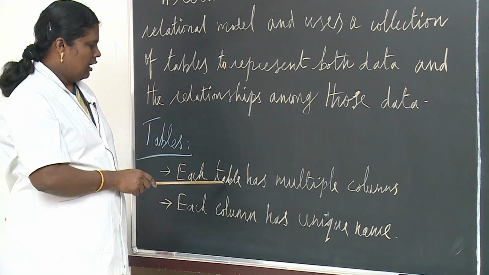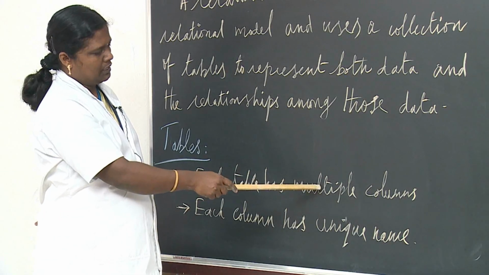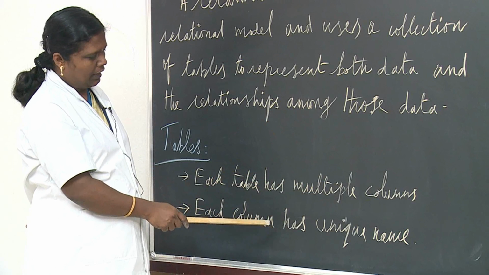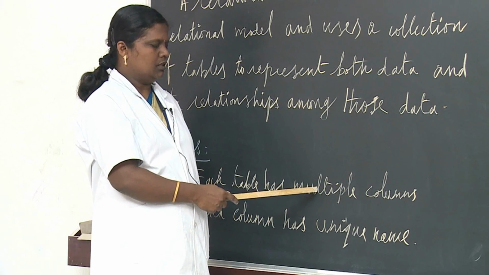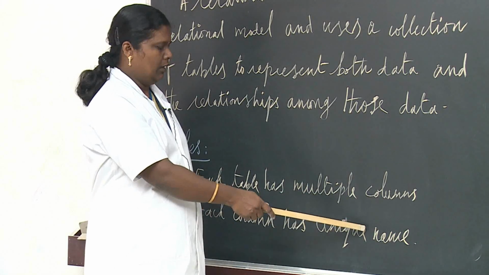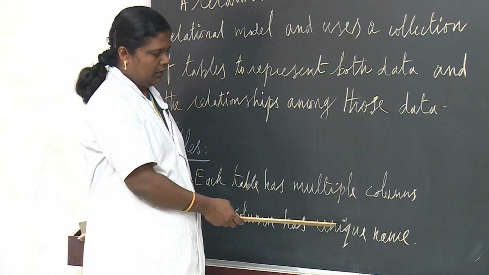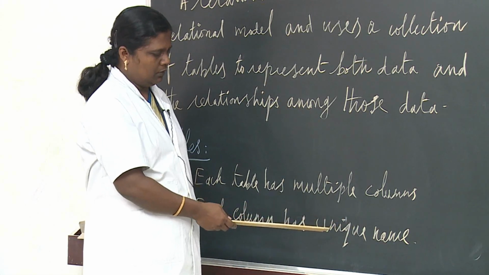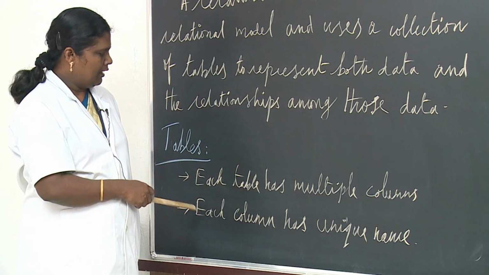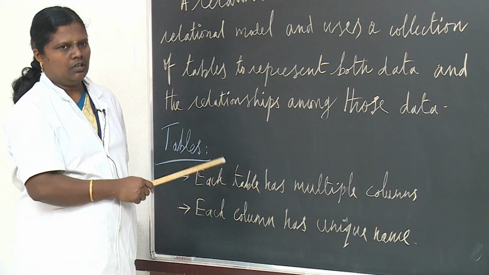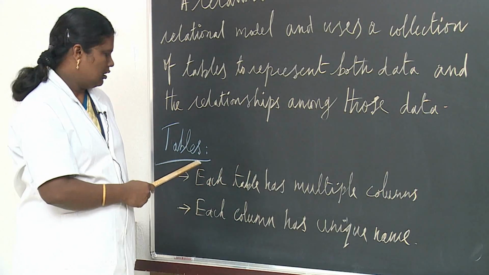The table includes n number of rows and columns. Each table may have multiple columns, and each column must have a unique name. For example, if a particular table includes 10 columns, each and every column must have a unique name in order to identify the data uniquely. So that is the importance of the table. It follows the relational model, and it is very important because most organizations are using these tables.